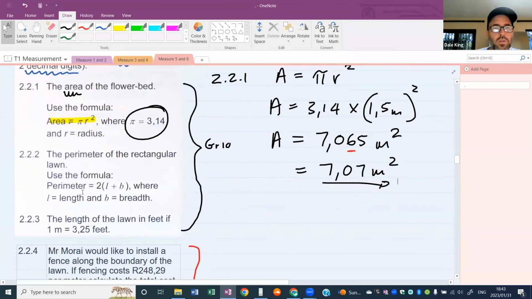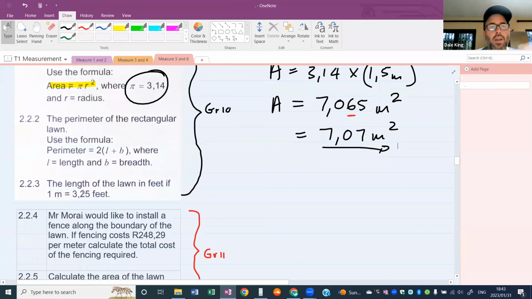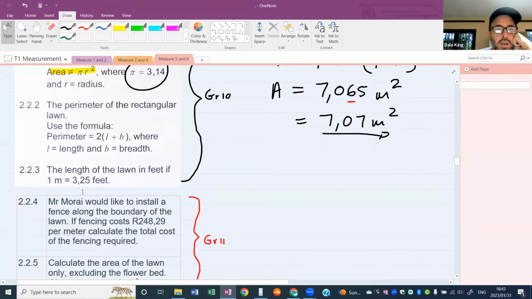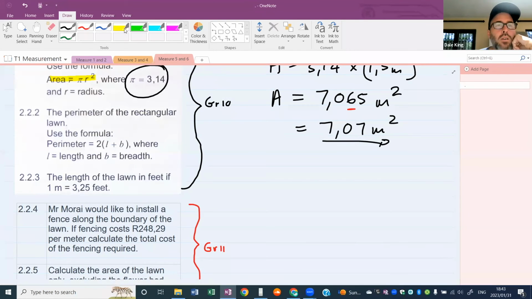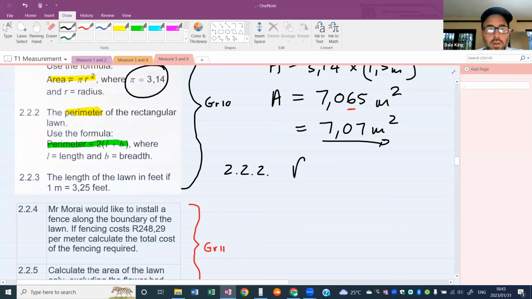Let's look at 2.2.2. Calculate the perimeter of the rectangle. Use the formula P is equal to 2 times L plus B, where L is length and B is breadth. So we calculate perimeter, and we're given the formula. We will use that formula. So let's write the formula out. I'm going to write the whole thing out. You guys don't have to rewrite the formula. You will not get marks for this. I always rewrite it. You can start putting numbers in straight away.